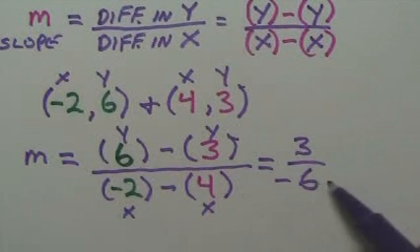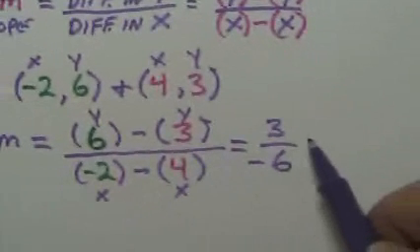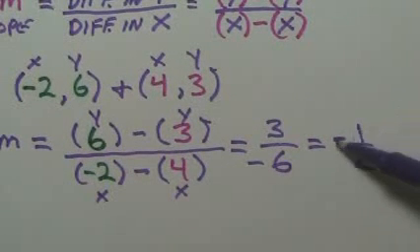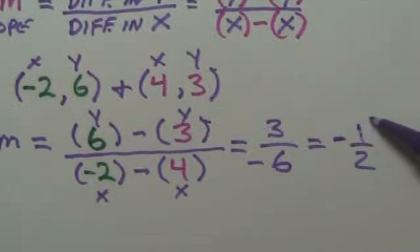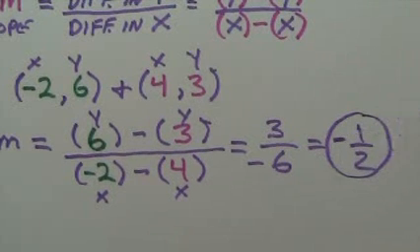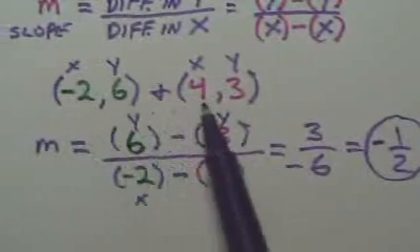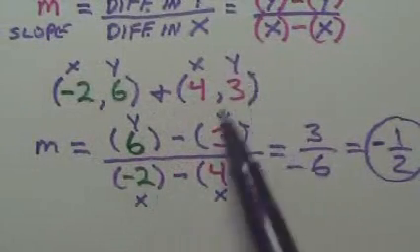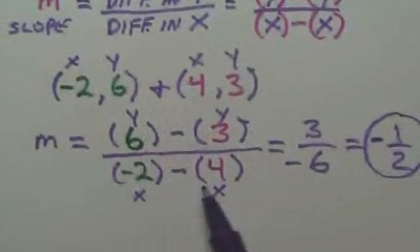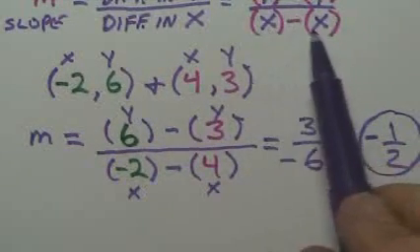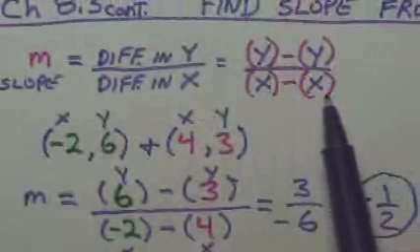3 over negative 6 reduces to negative 1/2. It doesn't matter where you put the negative, on top, the bottom, or the middle. And there's your slope. Your slope is negative 1/2. So instead of graphing these 2 points and drawing a triangle to find the slope, we can just calculate it using y minus y over x minus x.